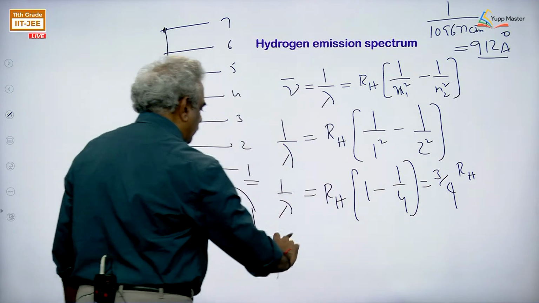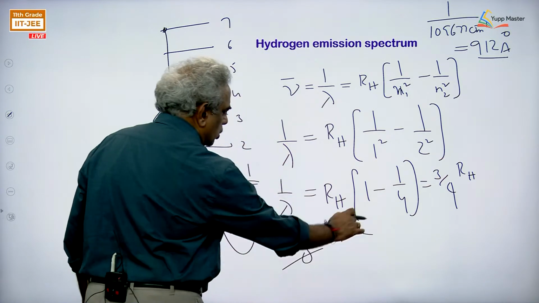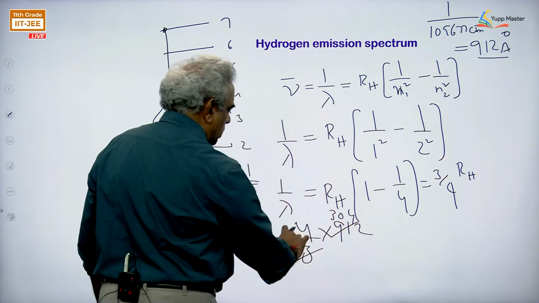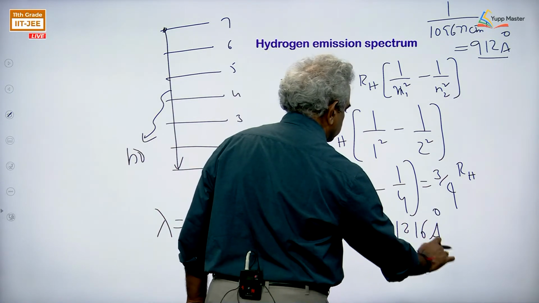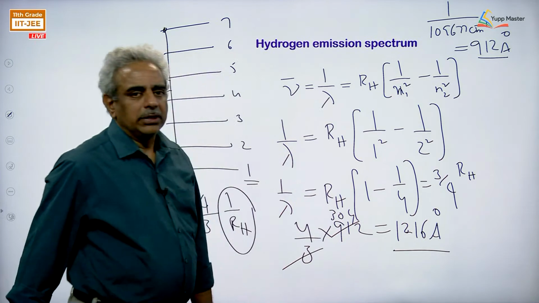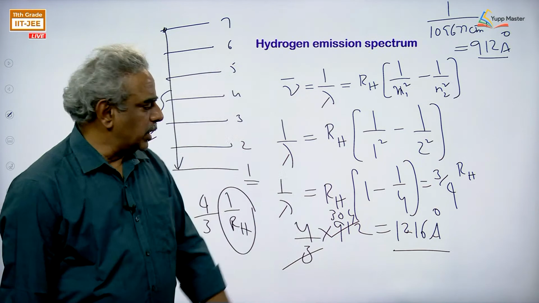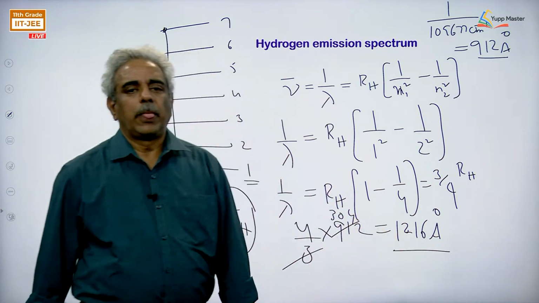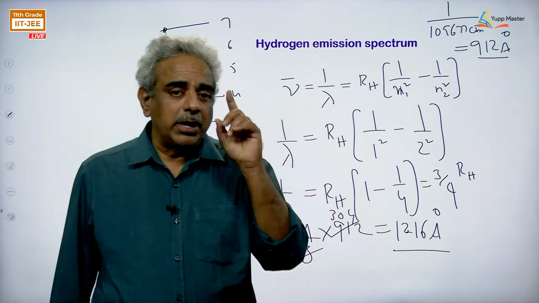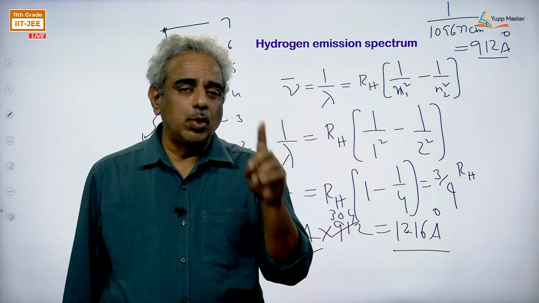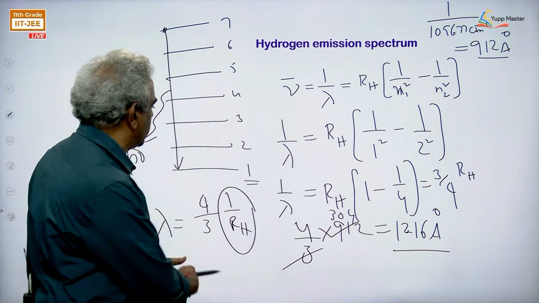So, what would I get? 4/3 into 912. This goes 304 times 4, 1216, 1216 angstroms. 1216 angstroms is the wavelength. What do you understand from this value? That is the wavelength of a radiation coming out of a hydrogen atom due to the dropping of an electron from the second state to the first state.